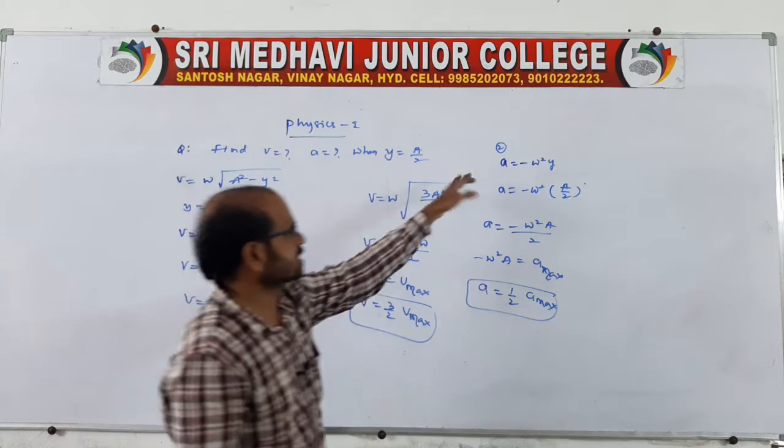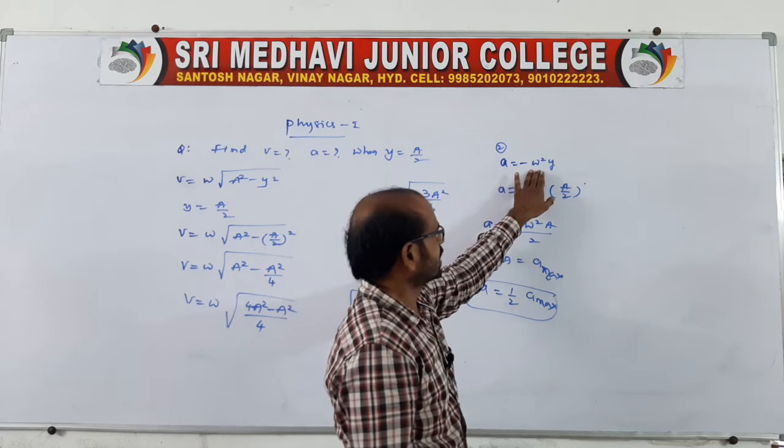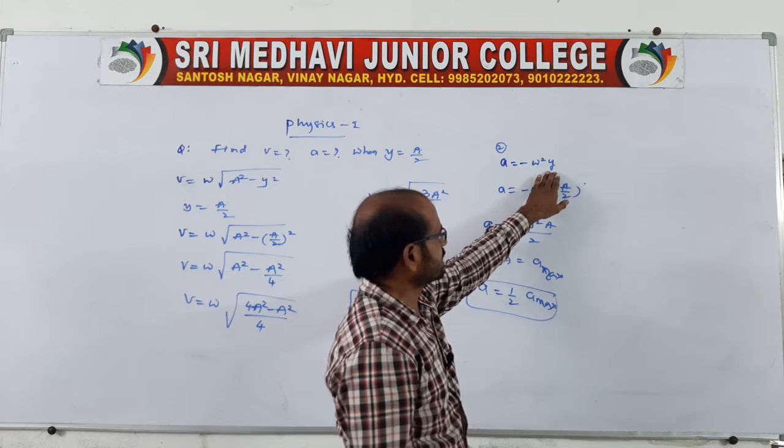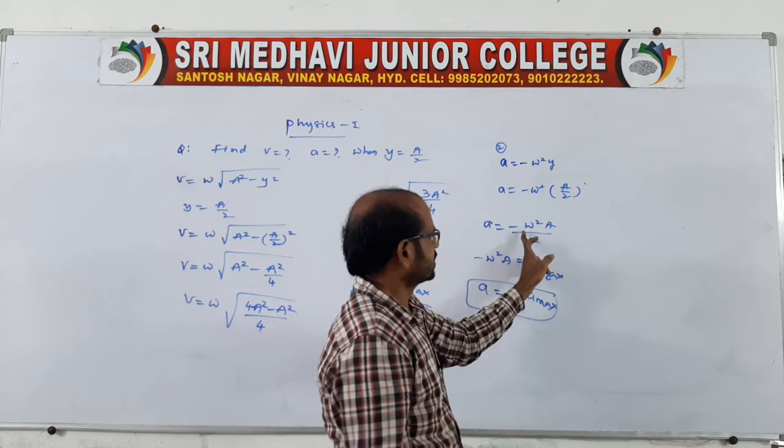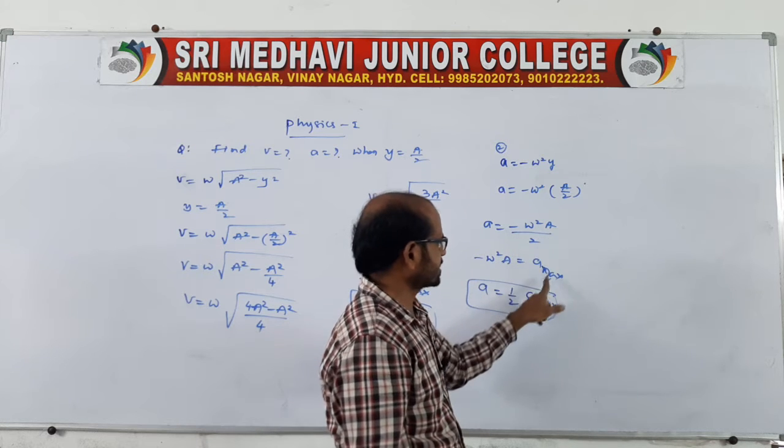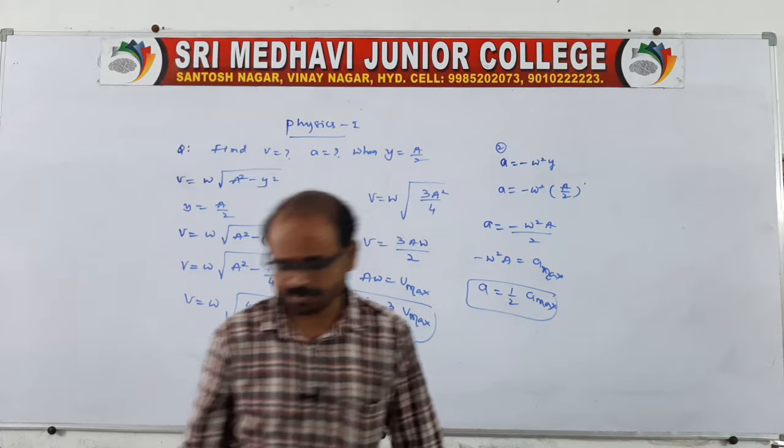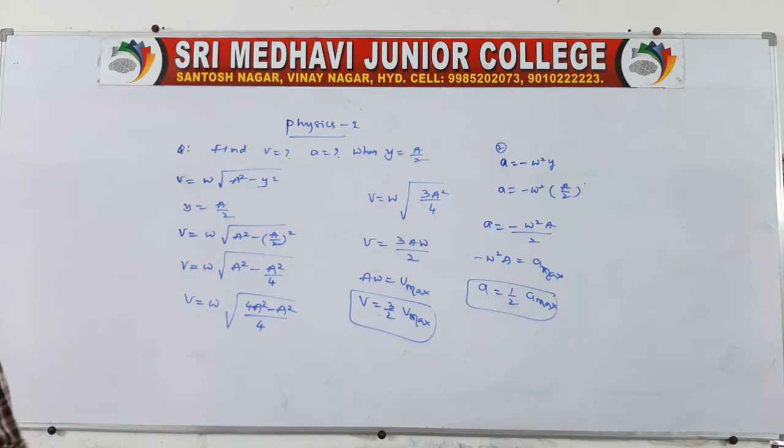Clear? And your acceleration is the same, minus omega square into y, where you write a by 2. Then minus omega square a, where omega square a is nothing but a maximum. Therefore a is equal to 1 by 2 a maximum.